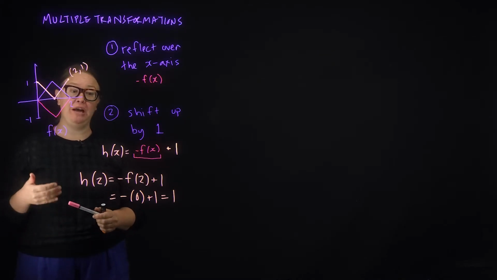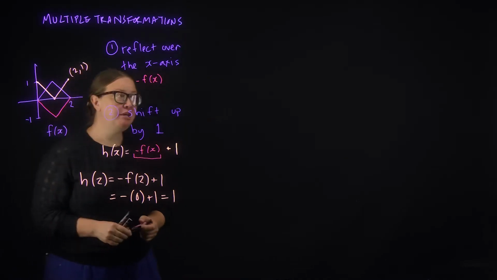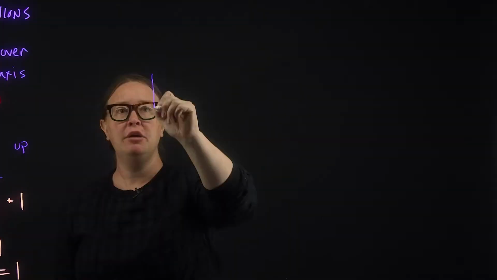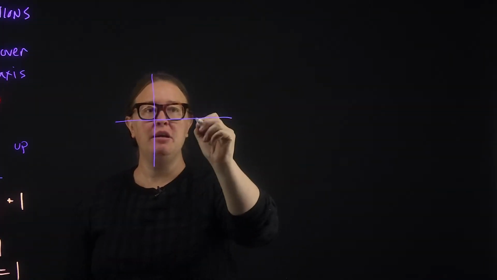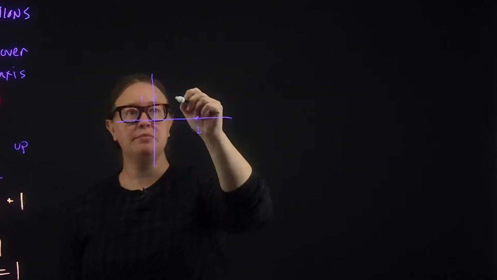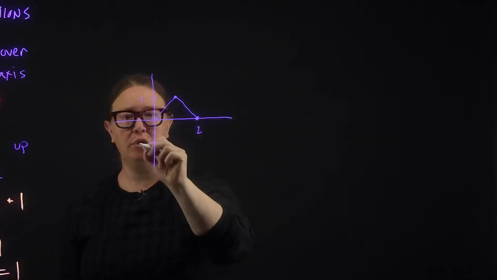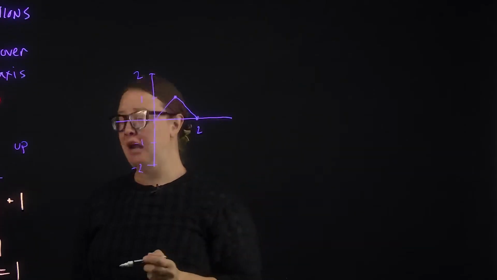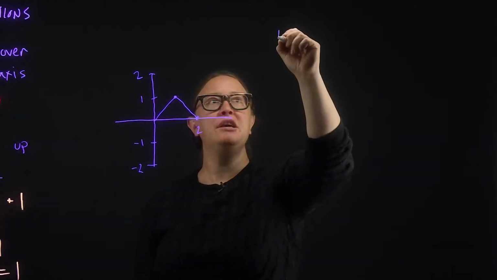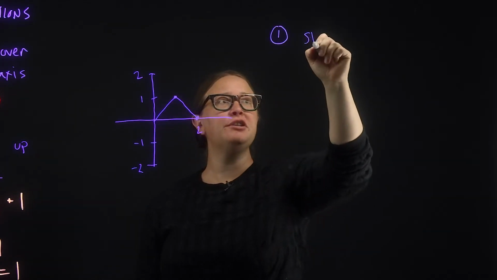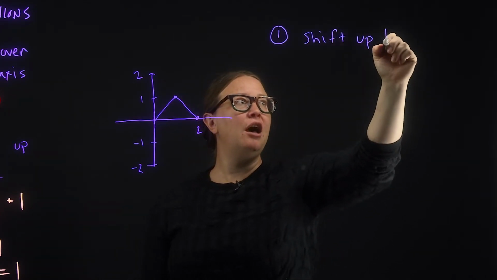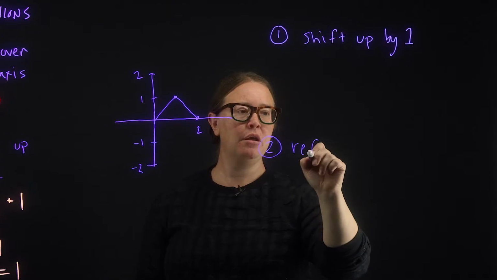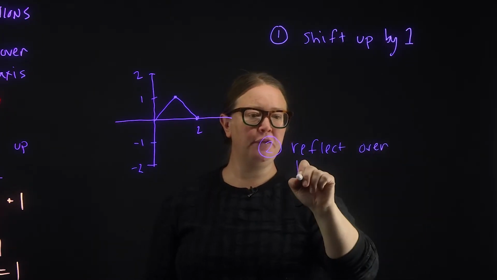Will the order matter or not? And what is it going to look like? So I'm going to step over here and do the same thing and do these in the other order. So let me redraw my graph here. So here is my graph again of f of x. Let me add a couple more points here. Okay, so again, this is my original graph f of x, and now I want to do these transformations in the other order. So first, I want to shift up by 1, and then I want to reflect over the x-axis.